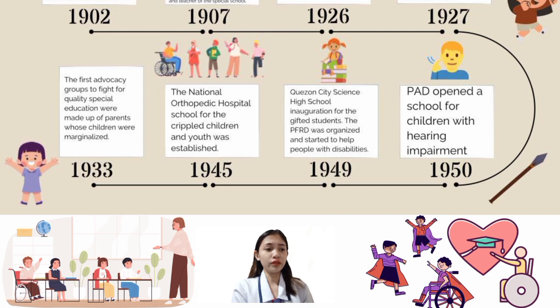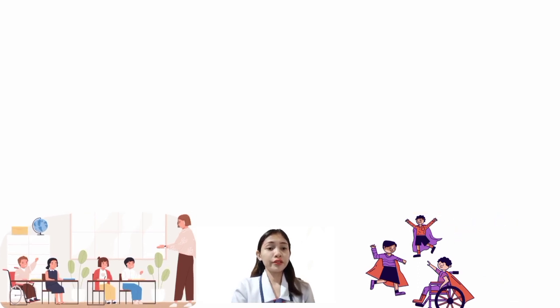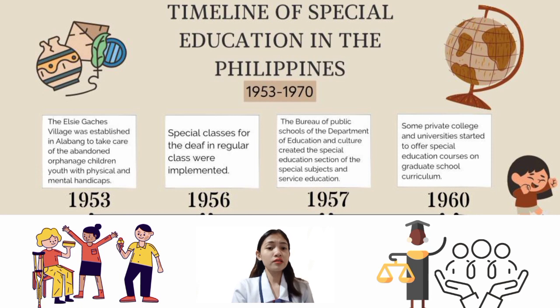In 1950, the Philippine Association for the Deaf, or the PAD, opened a school for children with hearing impairment. In the year 1953, the Asilo de San Jose village was established in Alabang to take care of the abandoned orphanage children and youth with physical and mental handicaps. In 1956, special classes for the deaf in regular class were implemented.